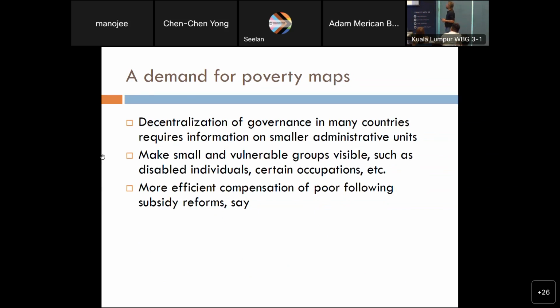I mentioned already that poverty maps have also been used to make statistically invisible groups visible: disability, ethnic minorities, etc. And I mentioned this one already.